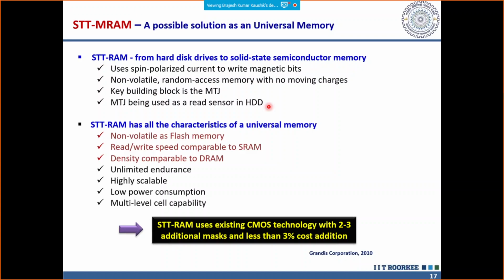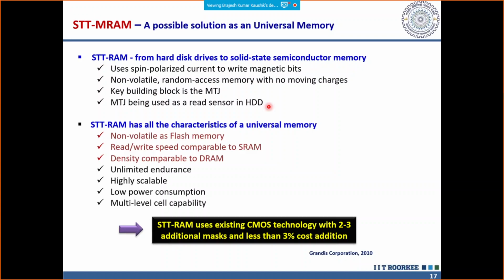Now, STT-MRAM has all the characteristics of universal memory, as I said. It is non-volatile like your flash memory. It has a read or write speed comparable to SRAM. It has a density comparable to DRAM. It has unlimited endurance, and it is also highly scalable.